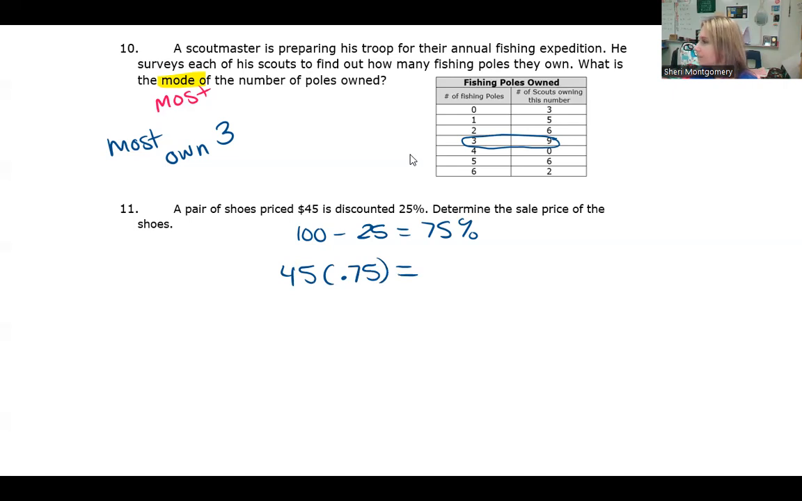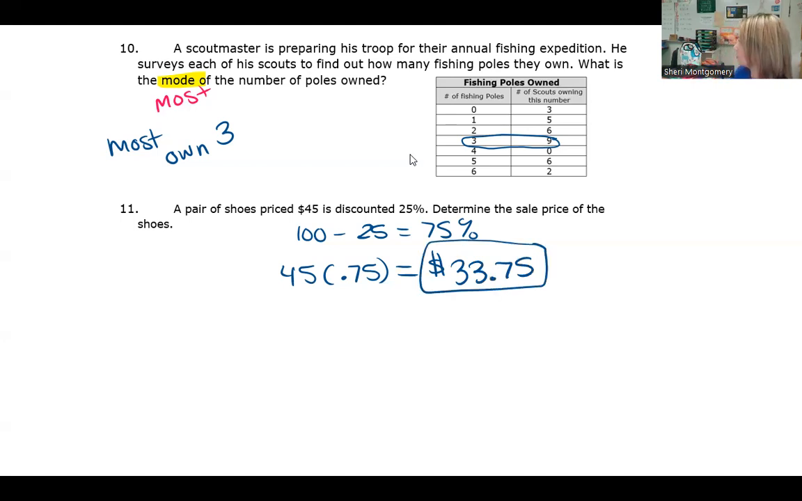Layla, what did you get? So many options for sleeve. Nobody read those ones. 33, 70, 75. Anybody else get 33, 75? Yes? 33, 75. Do we agree? 33, 75. It's money, so it needs to have a dollar sign and a decimal. Finnan, is that what you got?